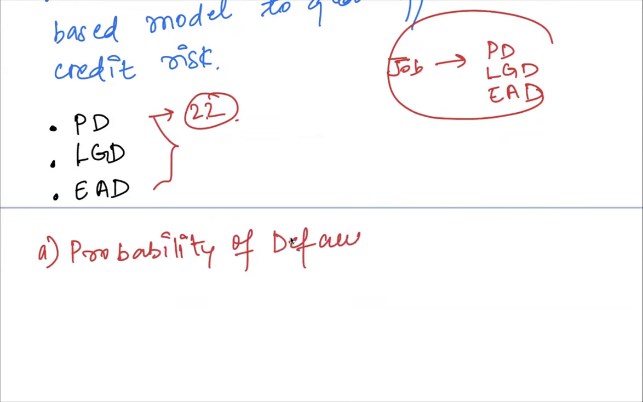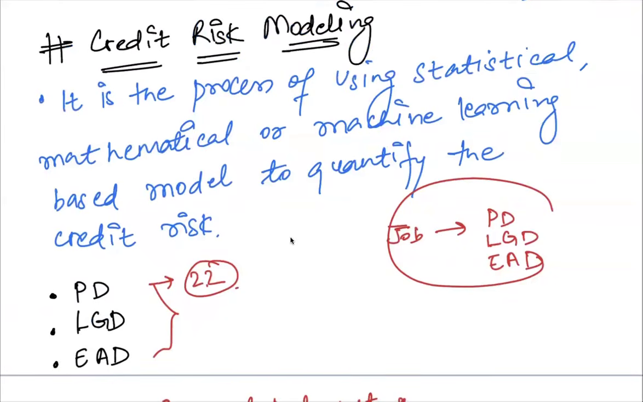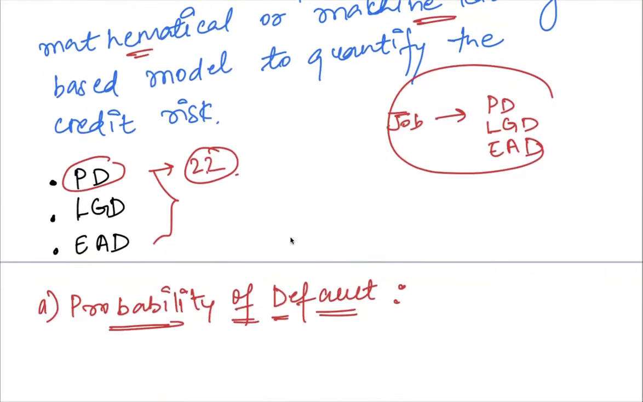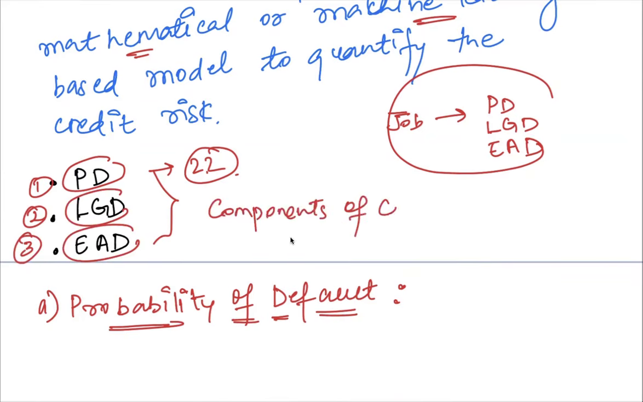If you have any doubts, please feel free to ask. As I said, in the backend, the bank runs quantitative models, and all these models are based on either statistics or math, so they can be mathematical models or machine learning based models. Eventually this credit risk modeling is divided into three components: PD, LGD, EAD.